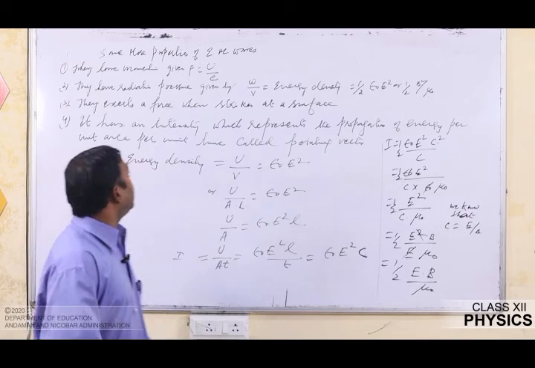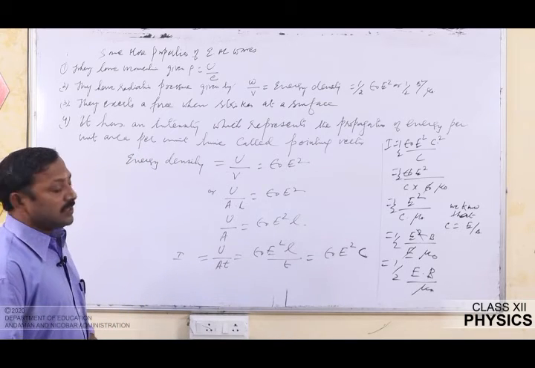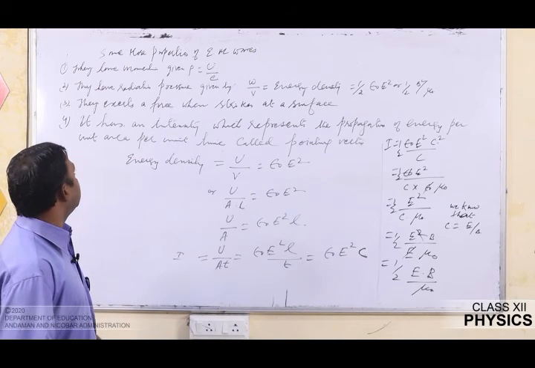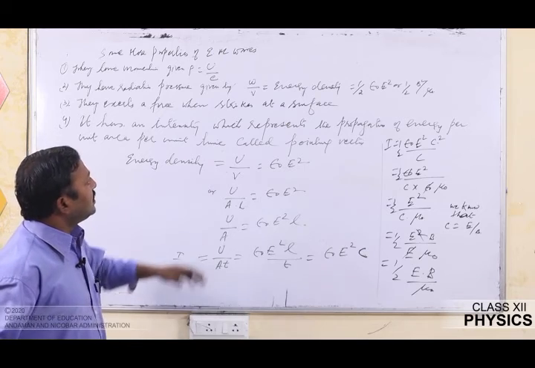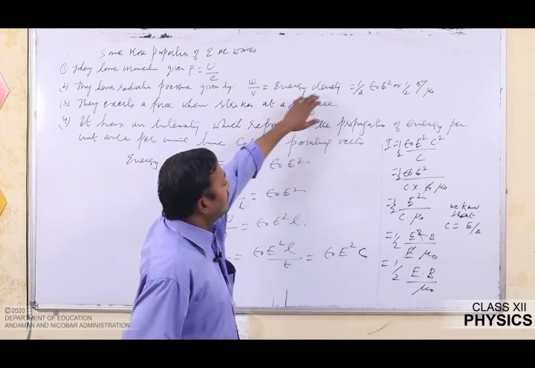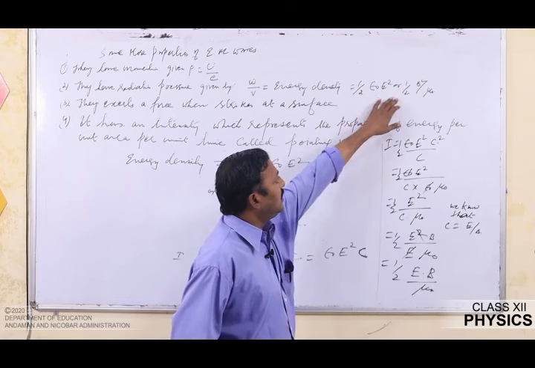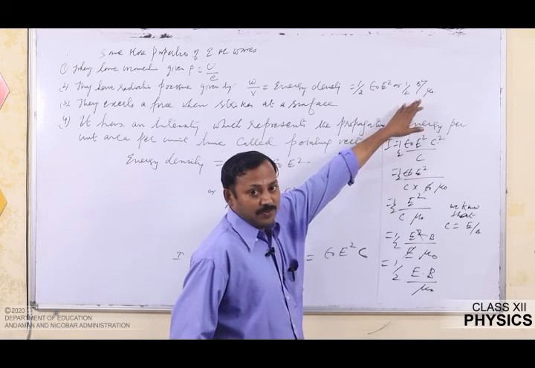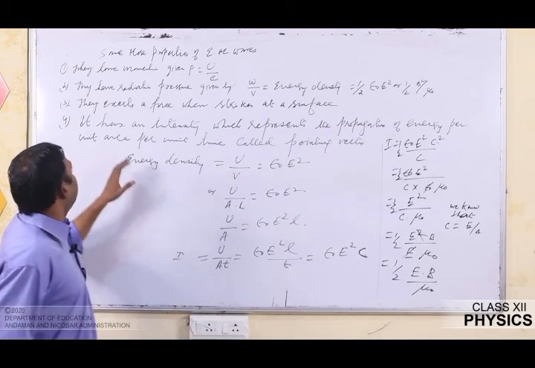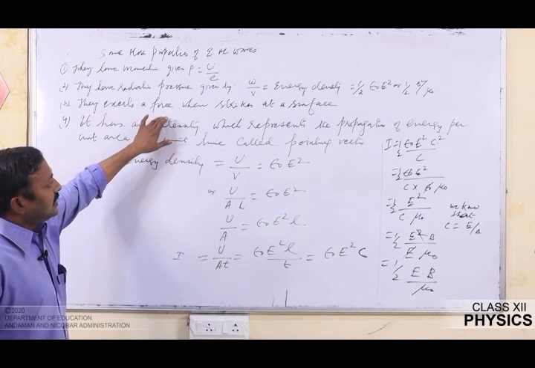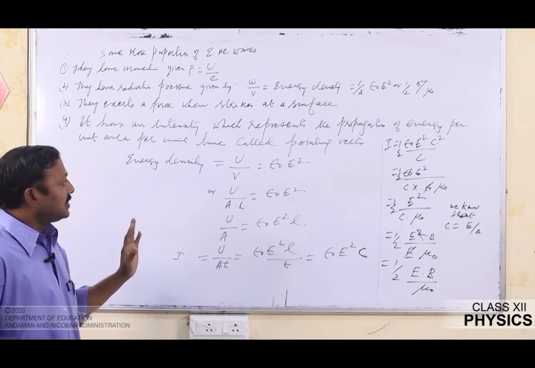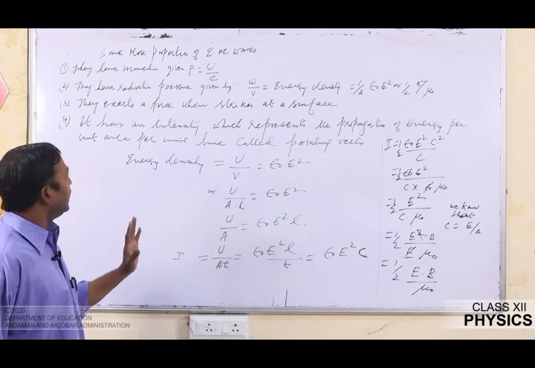Here we have some more properties. The first property is that they have momentum, which is given by p = energy divided by c, and they have radiation pressure, which is work divided by volume, and it is the energy density which is equal to half epsilon 0 E square, or half B square by mu 0, which we already studied. They exert a force when striking a surface. That is, when electromagnetic waves strike a surface, they give a force to the surface.